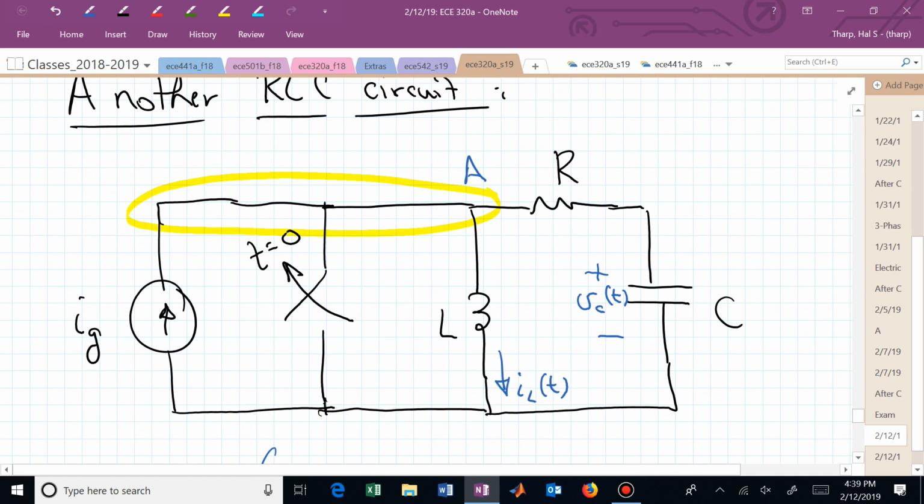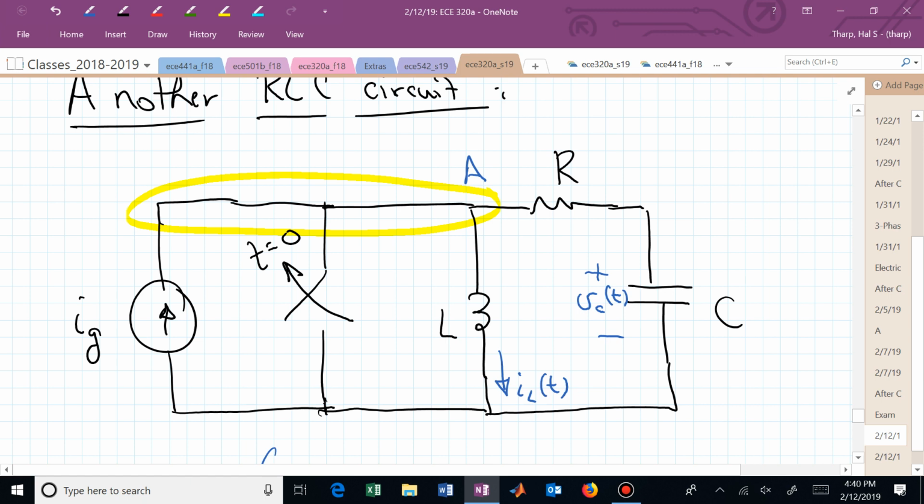Now I'm trying to algebraically sum currents. Or I say currents going into A need to equal the currents going out. And this is for t greater than or equal to 0. We have no concern over that switch branch. It's gone after t equals 0. We have Ig going into A. We have I sub L coming out.